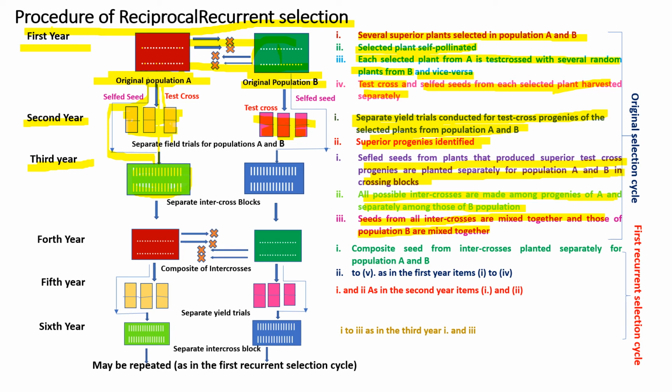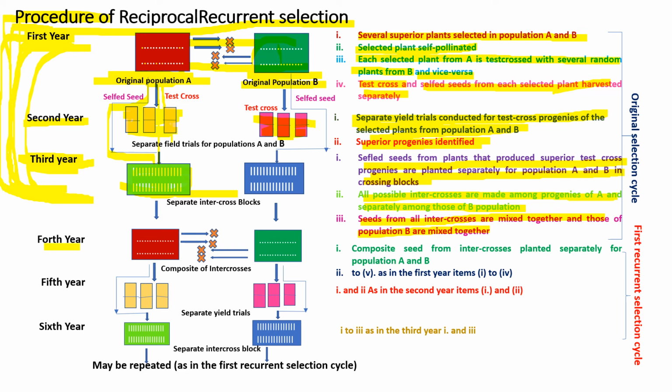So this is the first, second and third year. What we do is take a population, use its tester, self it, test cross it, and then in the third year we have separate intercross blocks and we collect the seed. This total is the process of the original selection cycle.